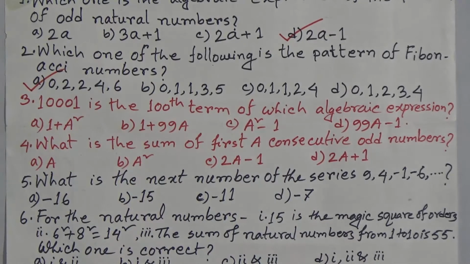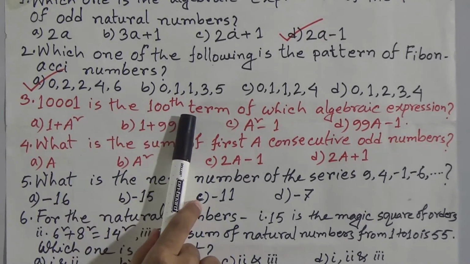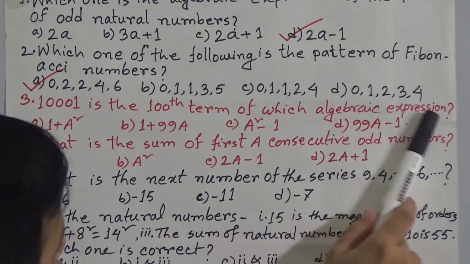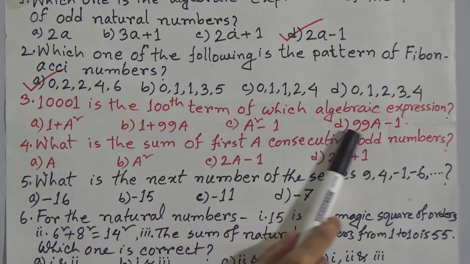So we can say the answer of question 2 is A. Now question 3. 10,001 is the 100th term of which algebraic expression? Dear students, here 4 algebraic expressions are given.